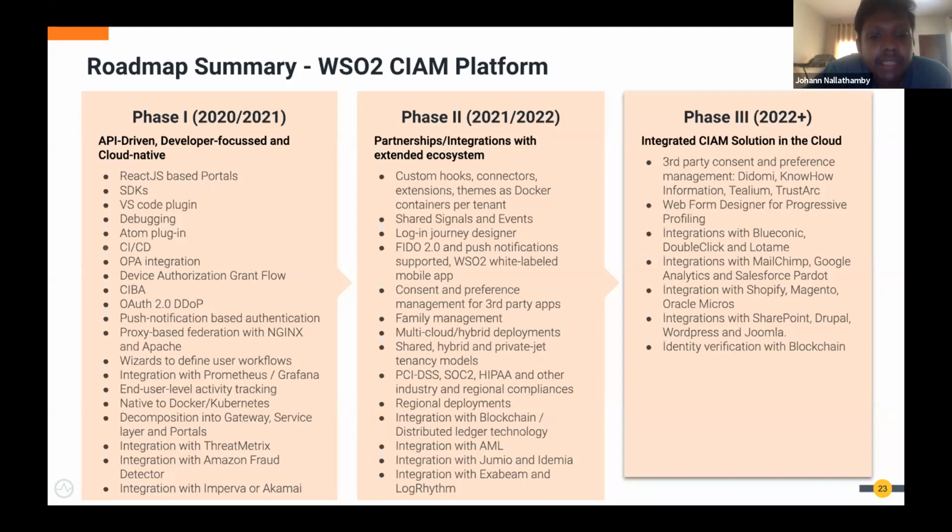In the second phase, it's going to be an extension of phase one. So we will keep on improving our integration with the various systems. Specifically, we will be working on the login journey designer, that is for the users to be able to use some kind of wizard and design their login journeys. Then the consent and preference management for third-party applications, family management, and also be able to support multi-cloud and hybrid deployments for identity server.